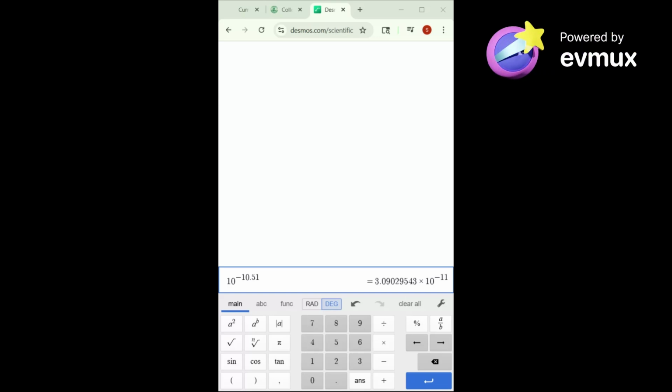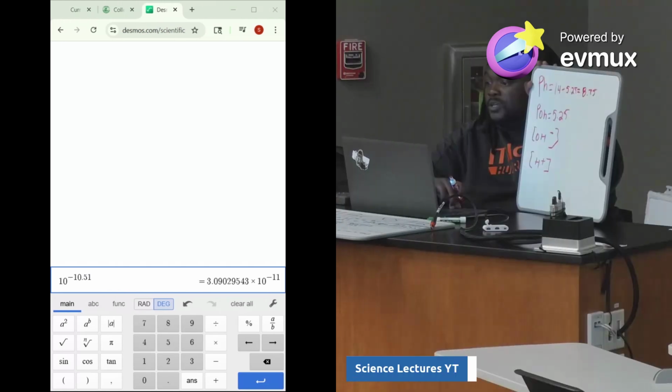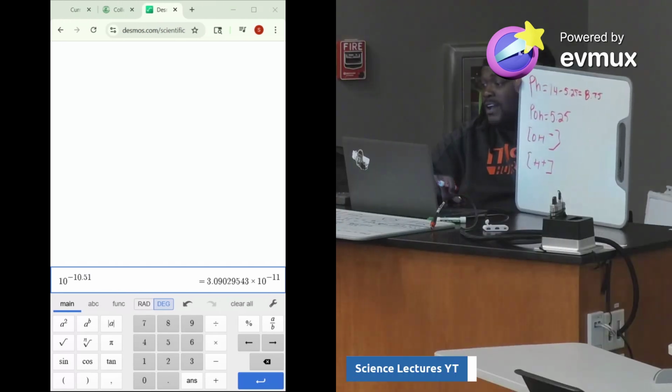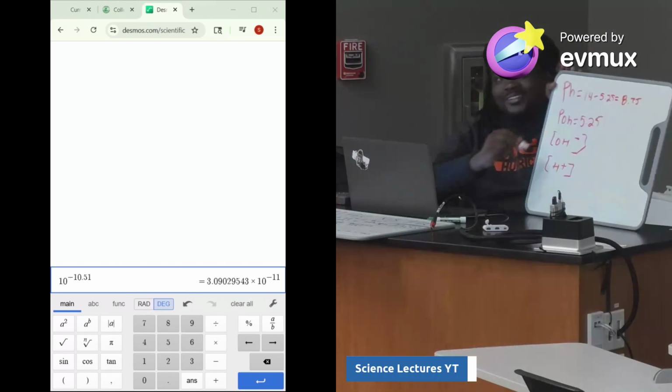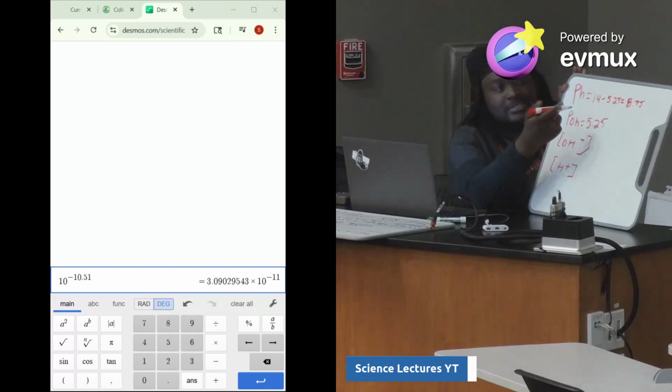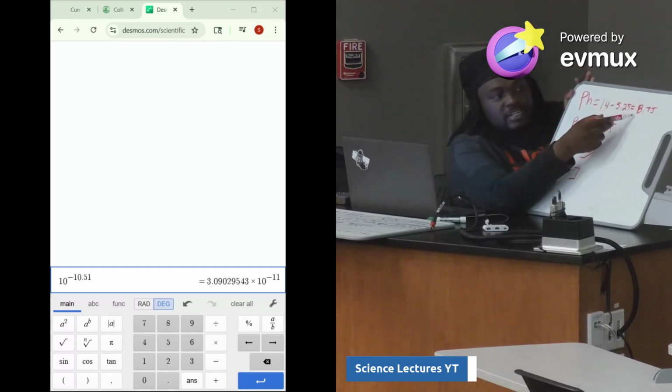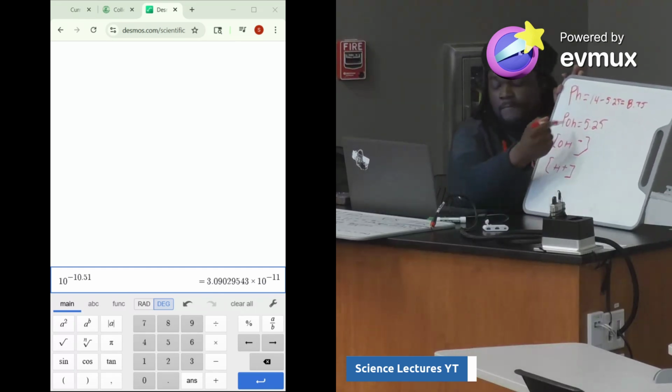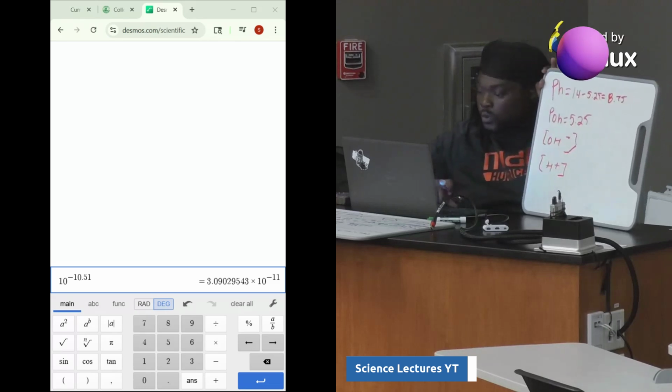Now, since our pOH is 5.25, what can we do? Well, you can work on either now. You're just going to plug it in into its respective value. So essentially, and I just realized I didn't have this showing the whole time, but you guys were able to hear me, so that's good. Our pH 14 minus 5.25 equals 8.75. Remember, given pOH.